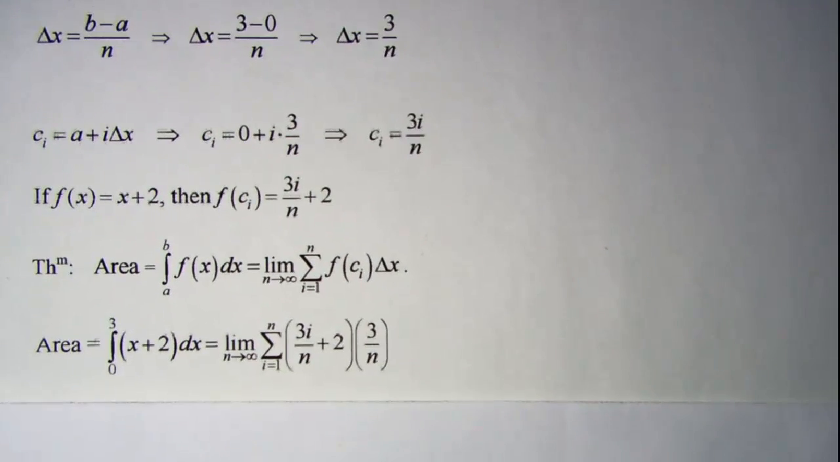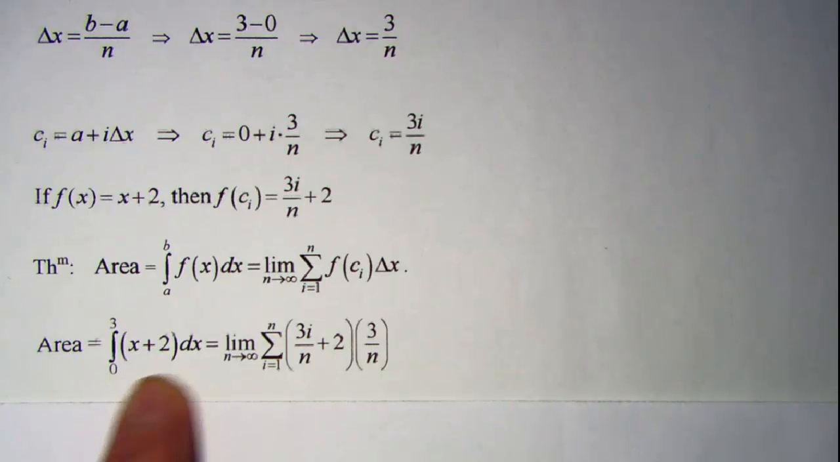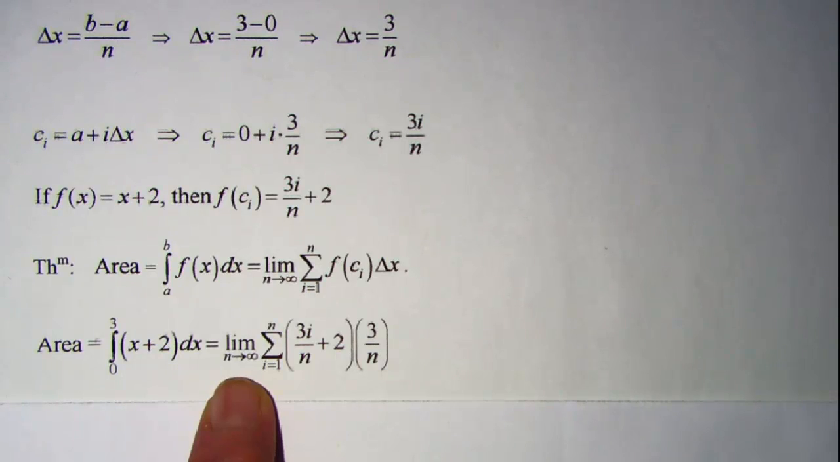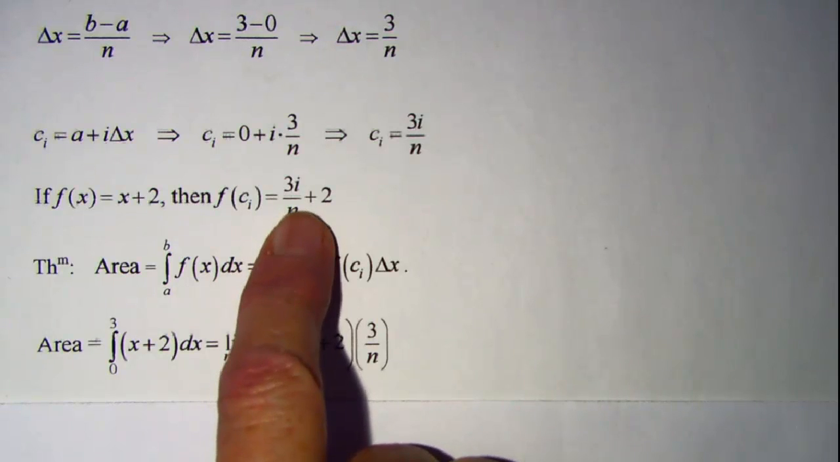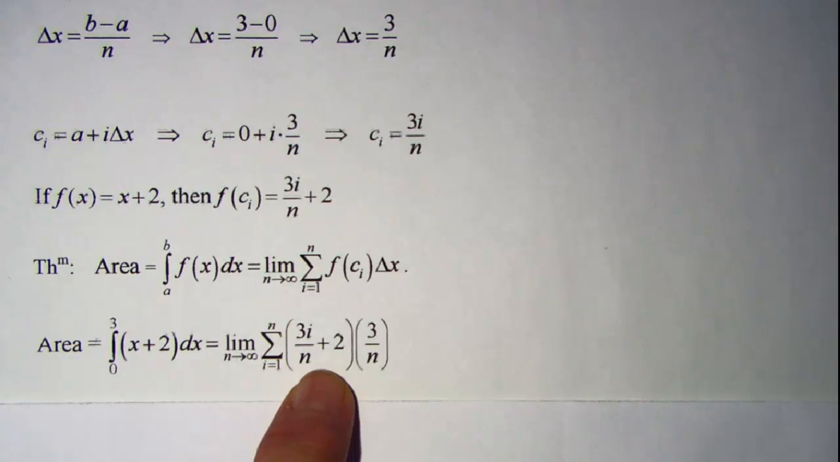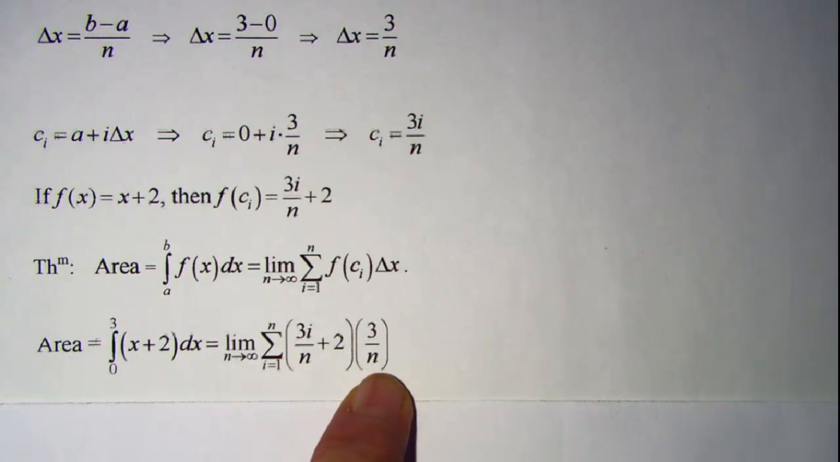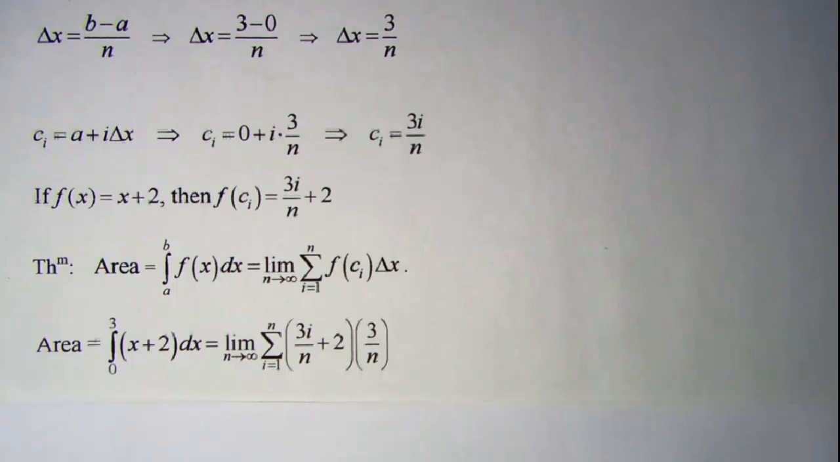Now for our example, our area is the integral from 0 to 3 of x plus 2 dx, the limit as n approaches infinity of the summation as i goes from 1 to n. This is our f of c sub i, which we wrote right here, and then this is multiplied by delta x. Now we can do some simplifying. This factor of 3 over n we can pull in front of the summation.